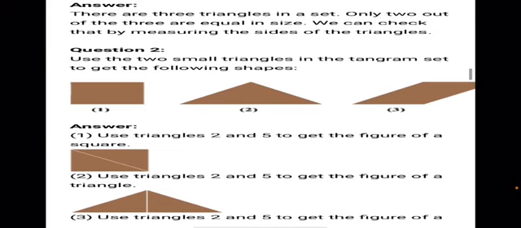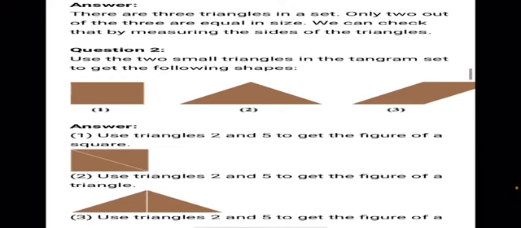So now there are 3 triangles in a set. Only 2 out of the 3 are equal in size. We can check that by measuring the sides of the triangle. Now using the 2 small triangles in the tangram set to get the following shapes. So here 3 are given. So the first, this is a rectangle.